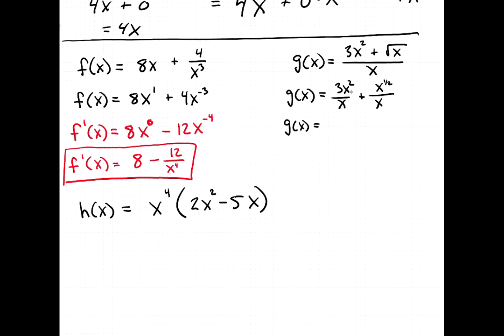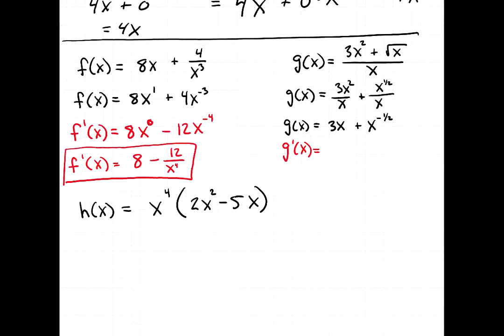And now, in the first term, one of the x's on top will cancel the x on the bottom, so that becomes 3x. And here, x to the 1/2 over x to the 1st, we subtract exponents, so that's x to the negative 1/2 power. So we've done a little bit of algebra to rewrite, and we're doing the same thing in all three of these problems. Rewrite the function so it looks like x to a power, x to a power. Now we can take the derivative using the power rule.